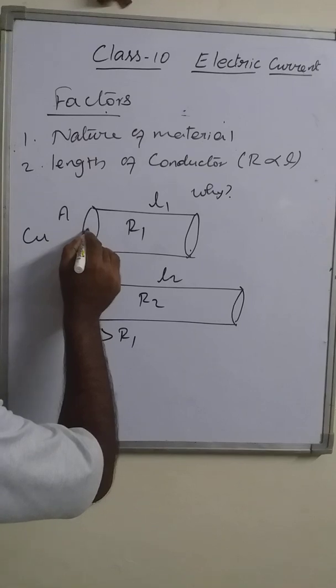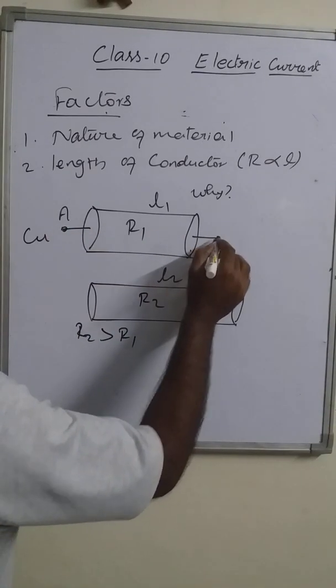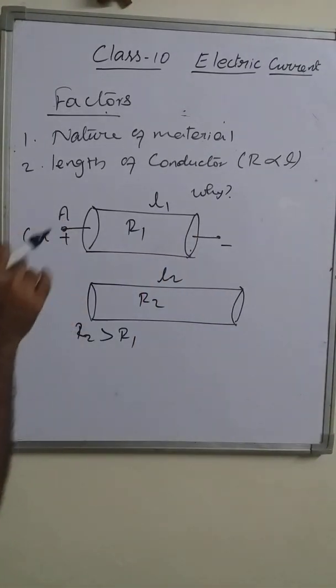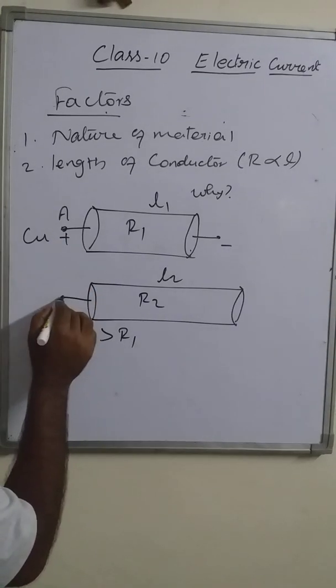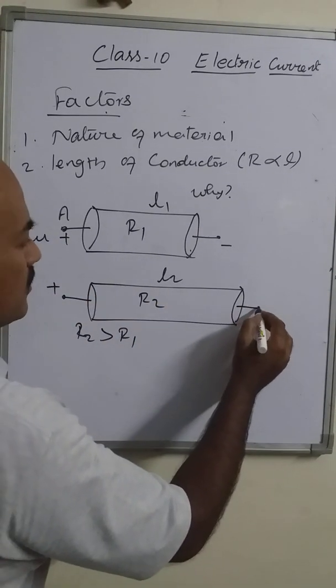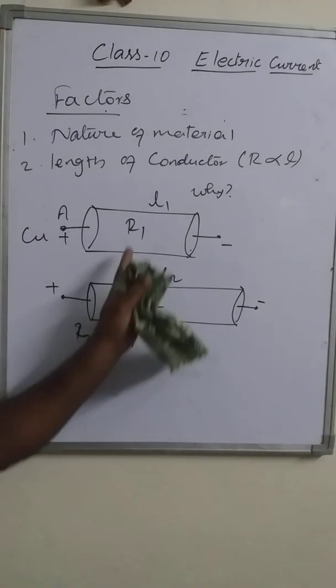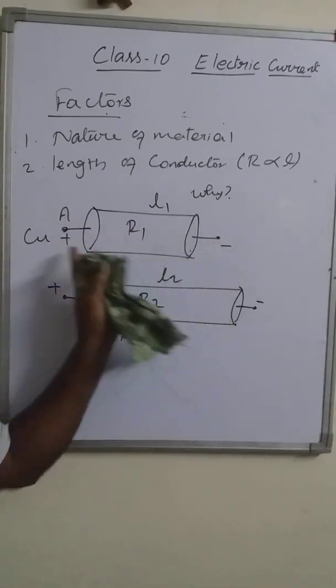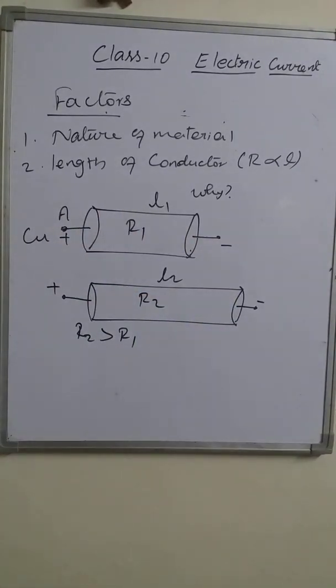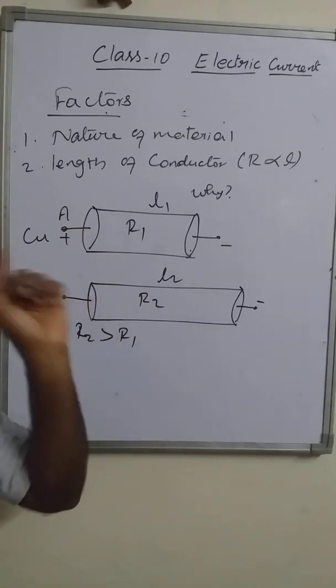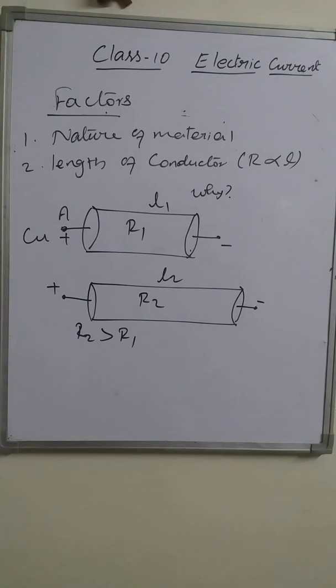If we connect these two conductors across a potential difference, positive, negative. Suppose a single cell with 1.5 volt potential difference is connected. This conductor is also connected with the same cell, which means here also the potential difference is the same. Both the wires are connected across a single cell of 1.5 volt, so the potential difference applied across both conductors is the same.